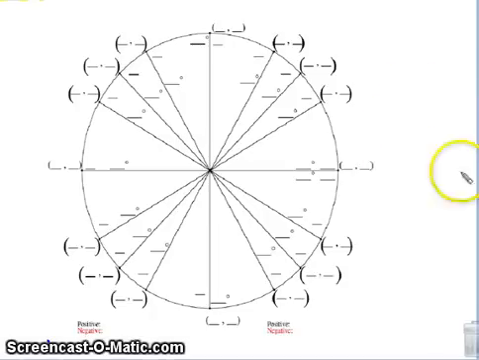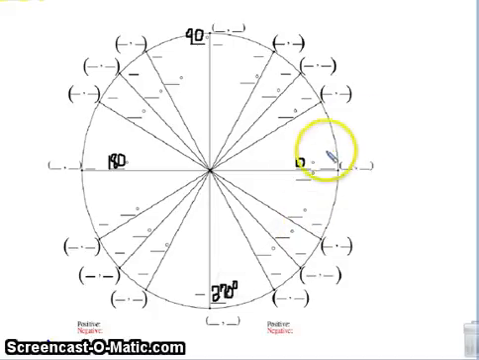So we already know some of the degree measurements. This is obviously 0 degrees. If we go to the end of our first quadrant, it is 90 degrees. If we go to the end of our second quadrant, we're at 180. If we go to the end of our third quadrant, we are at 270. And then all the way around is 360 degrees.